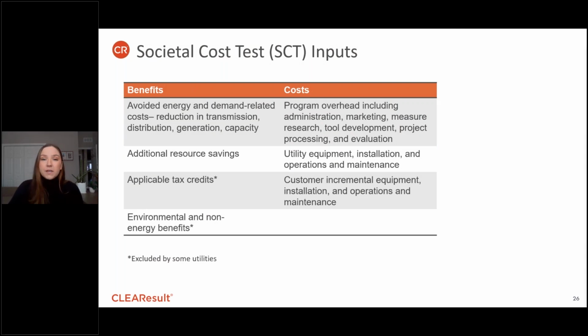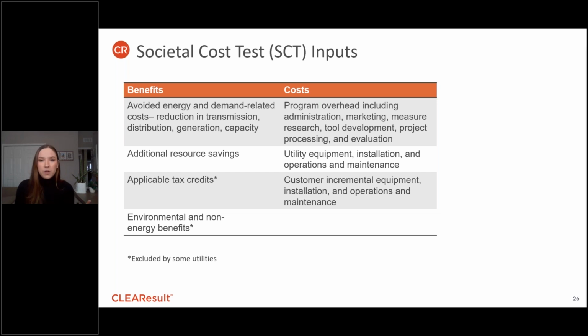Again, we're looking at those additional resource savings. So like I said, for the TRC, if you're a gas utility, it could be electric savings. Electric utility could be gas savings, could be those water savings, applicable tax credits. We do have a note here, it is excluded by some utilities. We don't see that as much, but it does happen in some cases. And then also our environmental and non-energy benefits. So this is where the societal cost test can really be extremely comprehensive depending on what you want to include.